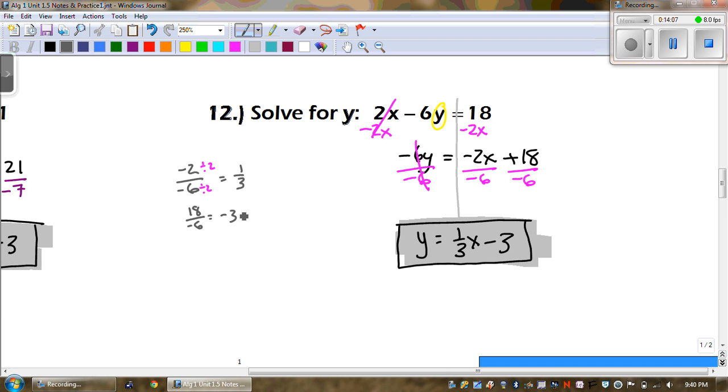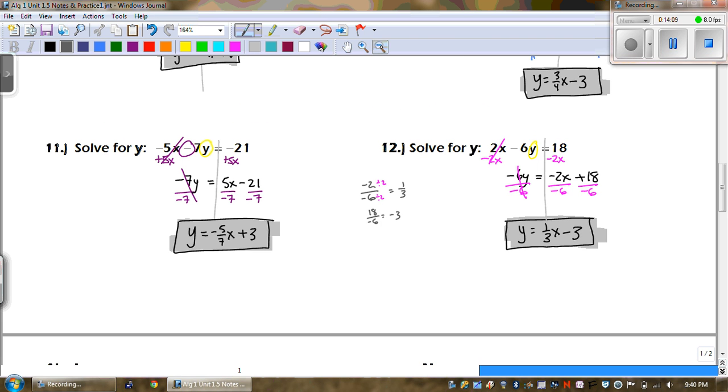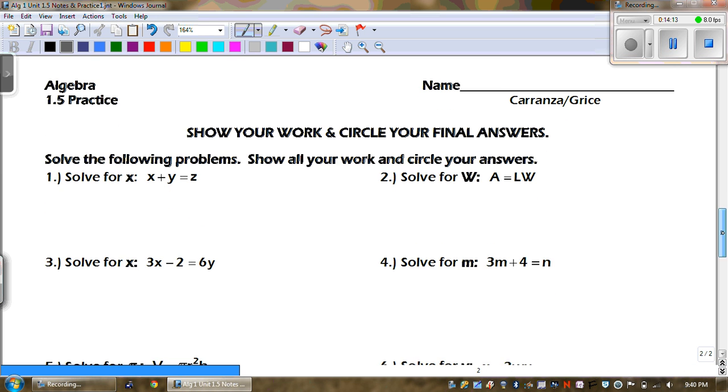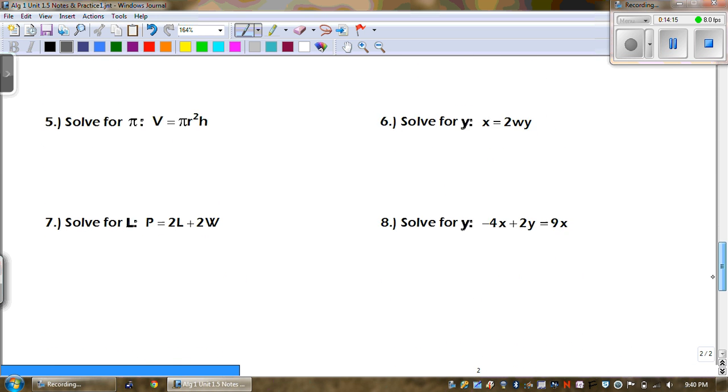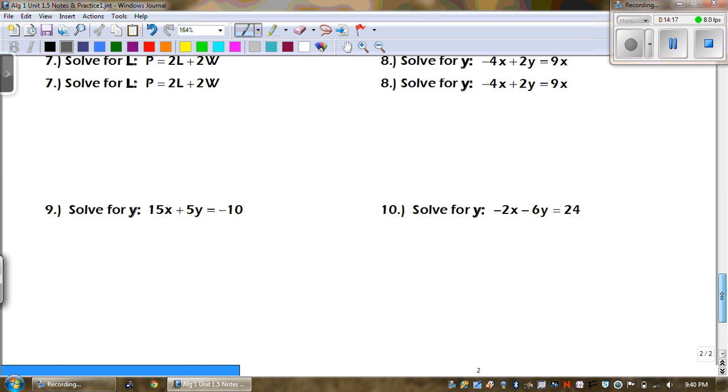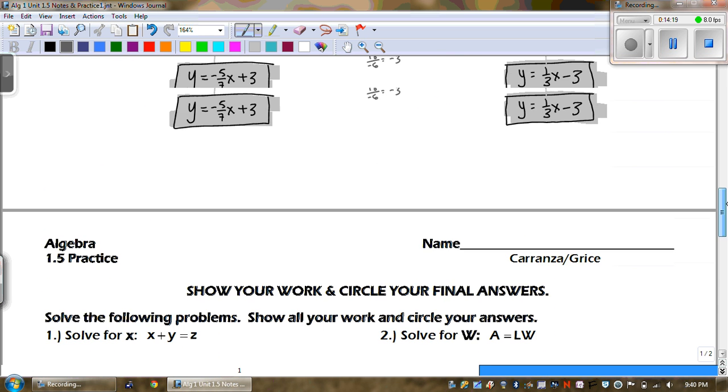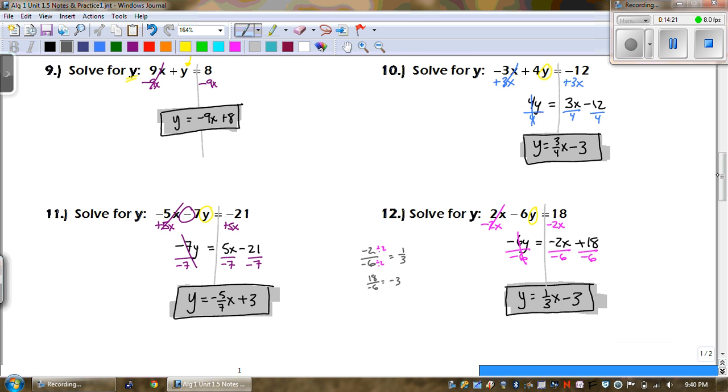All right? Okie dokie. Your homework is on the back side of this, which is 1.5 practice. And if you need any help, you need to go to the Math Resource Center during your lunch or come find Ms. Carranza or myself during one of your free periods.